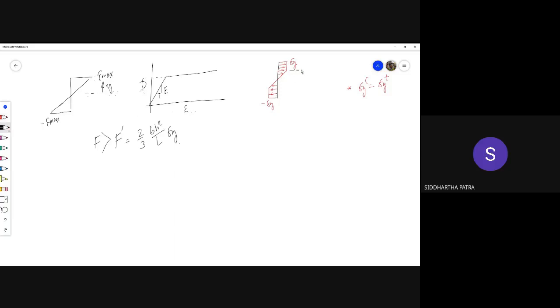So there would be an inner core, which would have elastic deformations going on. And then there is this outer shell. There is this inner core, which is elastic, and an outer shell, which is plastic. Right?